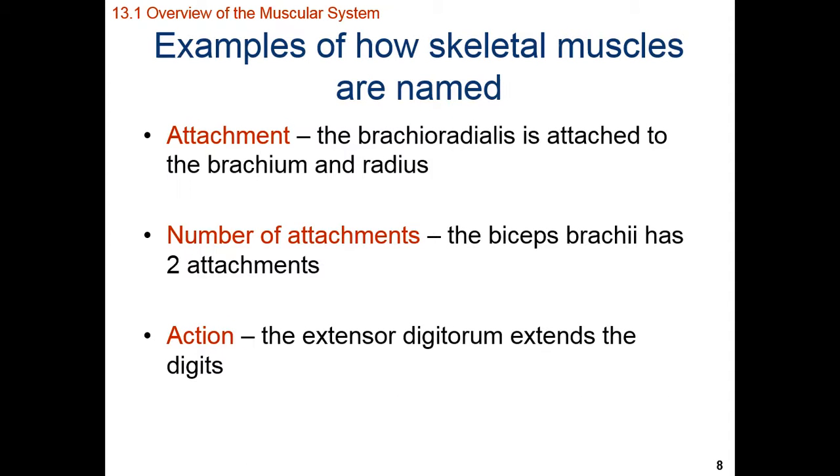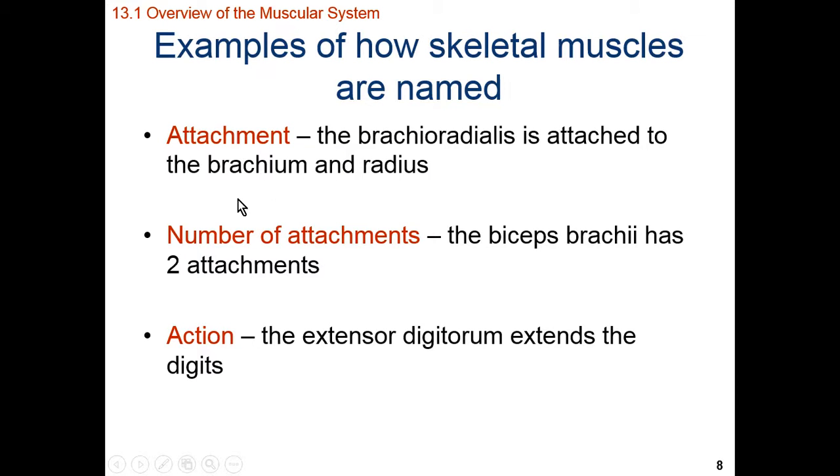We can also name our muscles for the attachment points. Classic examples include the biceps brachii and triceps brachii. Oh, excuse me, that was the number of attachments. I'm stealing my thunder here. So if we name the muscles for the number of attachments, we can look at the biceps brachii and triceps brachii. Biceps brachii, bi meaning 2, will have 2 attachment points. Triceps brachii has 3 attachment points.